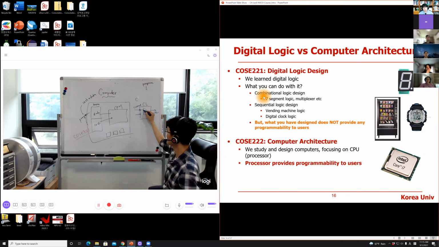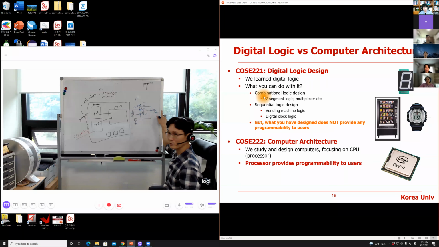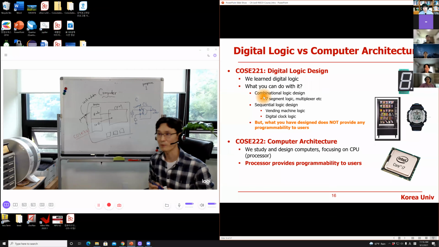Like this AND gate, simple. Let's say some push button is connected here. If you push, then you are applying logic level 1, then the output is 1. So the output is determined based on this current input. You push the button, then the output is determined. That is combinational logic.